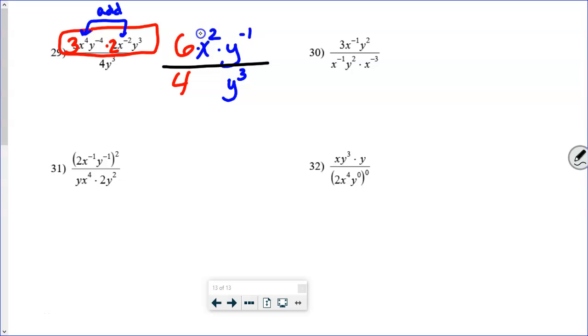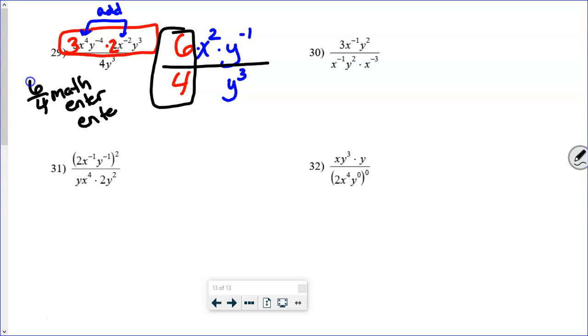Okay, I got bad news, kids. You have a lot of simplifying to do still. 6 over 4, you have a reduction for that. 6 over 4, you can just type 6 divided by 4. Math, enter, enter. And what does that reduce to? 3 over 2. Now the x to the 2nd power, there's nothing to combine it with, and it's positive, so leave it where it's at.